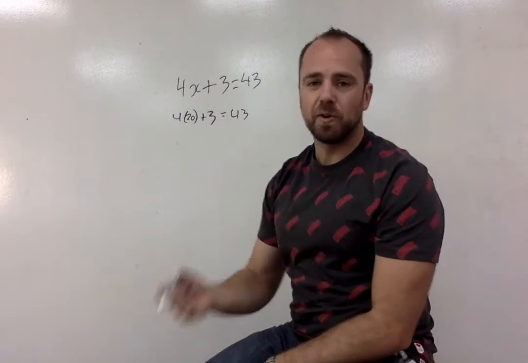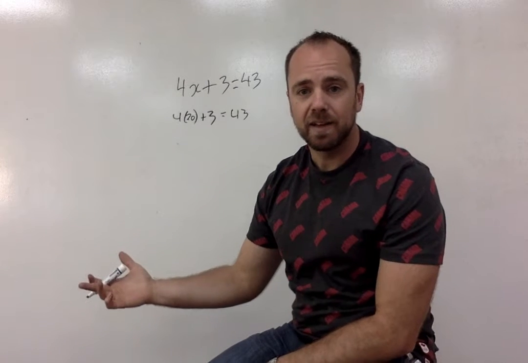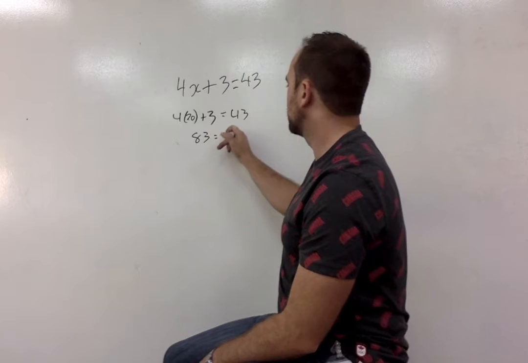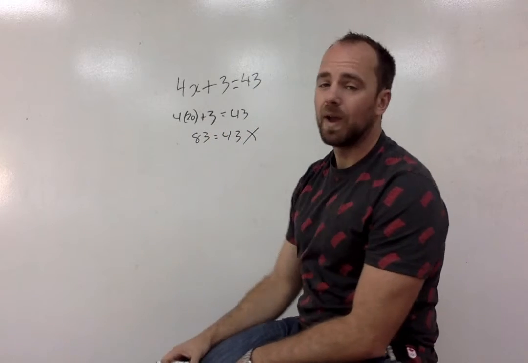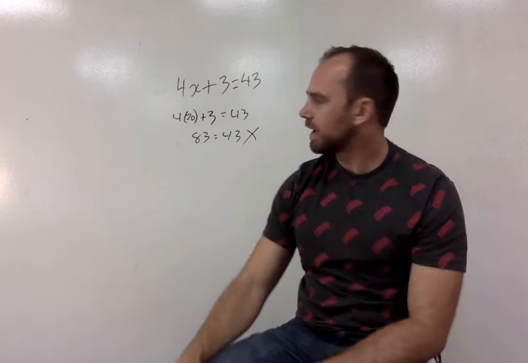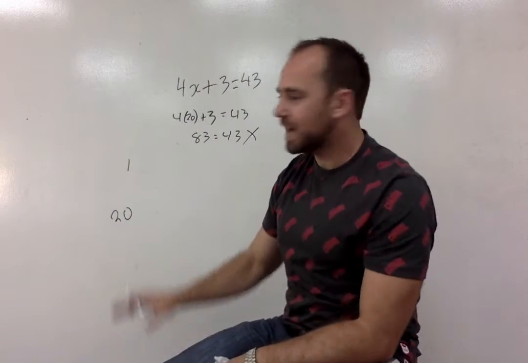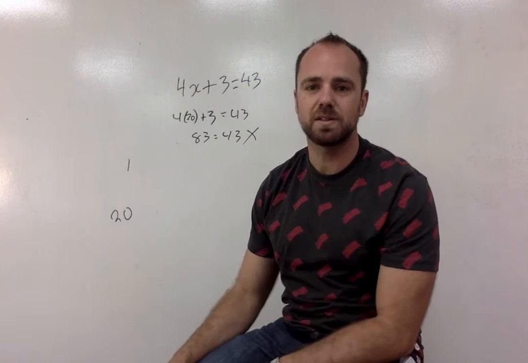Okay? 4 times 20 is 80. 80 plus 3 is 83. Does it equal 84? No, it's too big. Okay, so I tried 1, I tried 20. I know that my answer has to be in between these two.